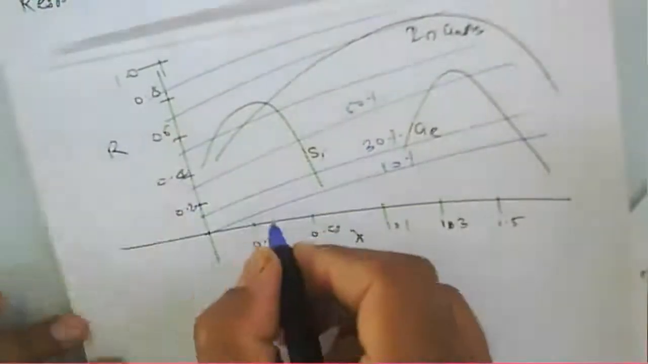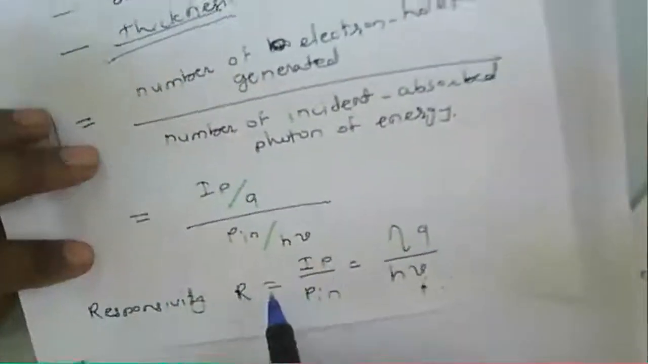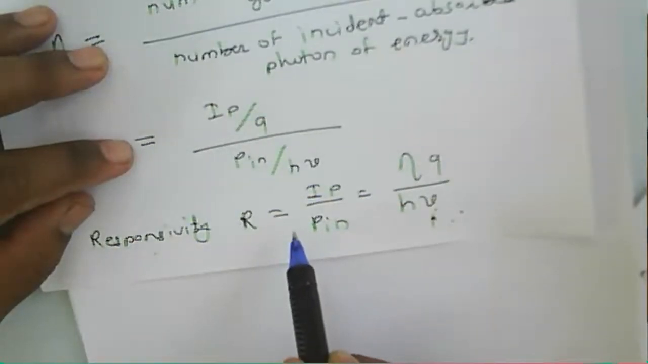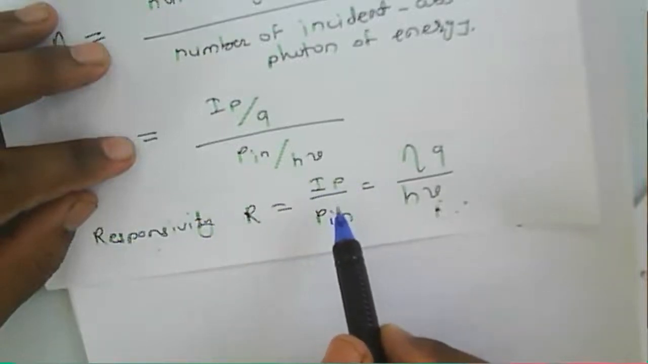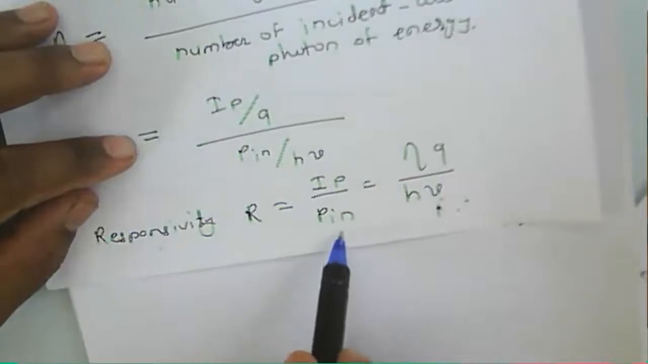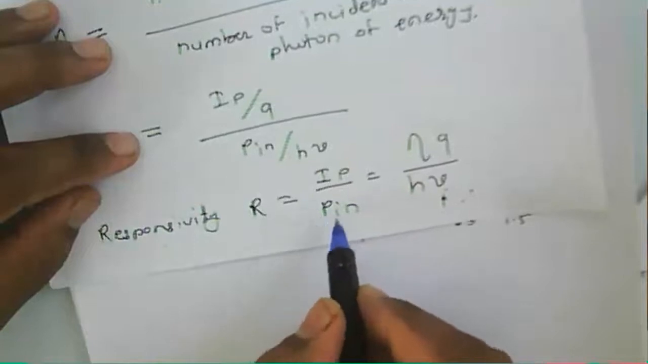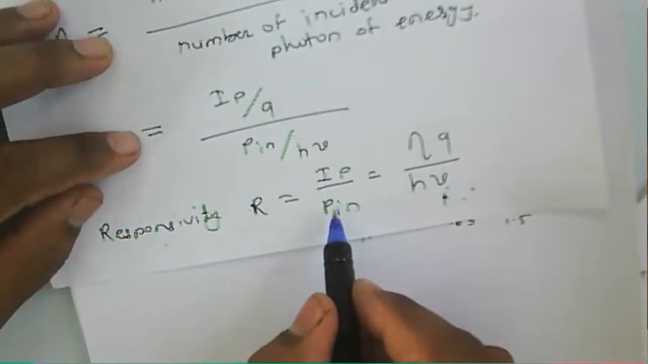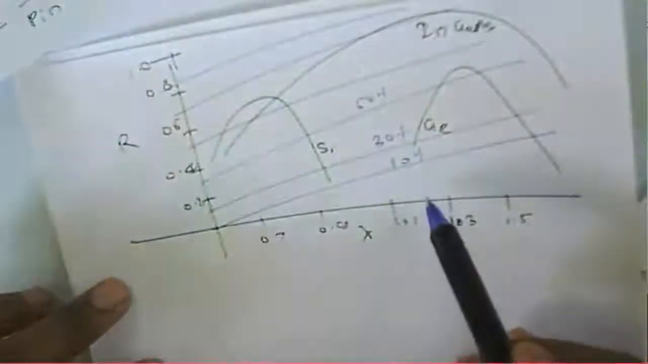So the responsivity is a linear function of optical power. That's why the photocurrent generated is directly proportional to the incident power P_in, because current is generated based on the applied photon power. So the responsivity will be a constant for a given particular wavelength.